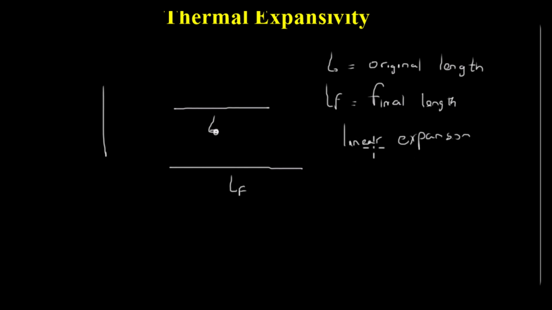And how do we define this? This is simply the change in length per unit length per degree rise in temperature. I repeat myself. Linear expansion is defined as the change in length per unit length per degree rise in temperature. And mathematically, we say alpha must be equal to change in length divided by the original length times the temperature change. So again, linear expansivity is simply the change in length per unit length per degree rise in temperature.